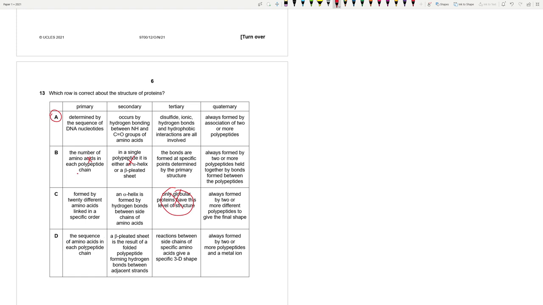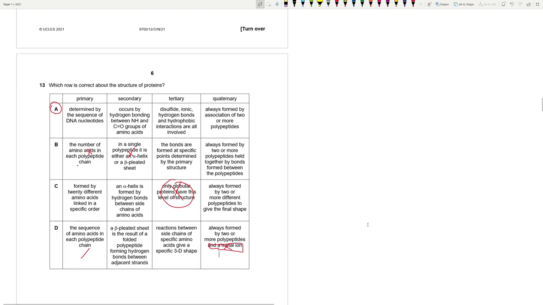Now D, the sequence of amino acids. This looks correct. A beta pleated sheet is the result of a folded polypeptide forming hydrogen bonds between adjacent strands. True. Reactions between side chains of amino acids, true. Always formed by two or more polypeptides and a metal ion. This is not always present. It's not compulsory. So D isn't the correct answer.